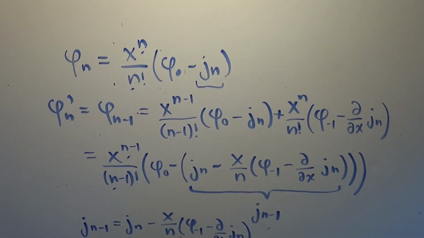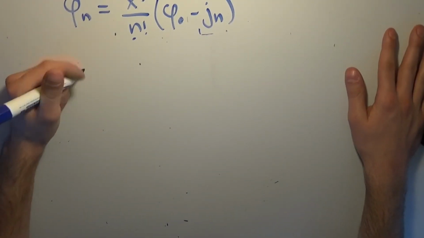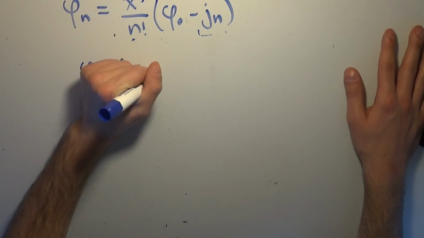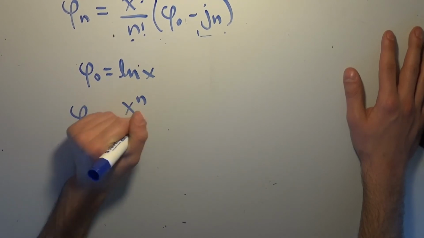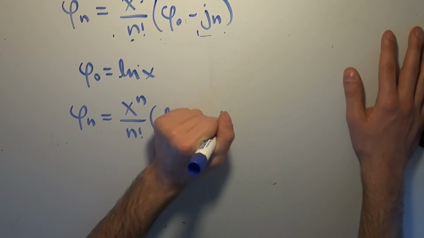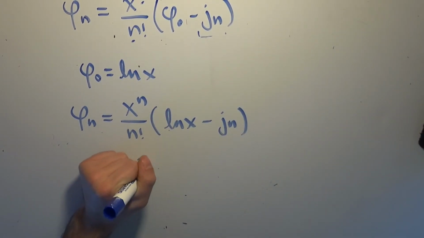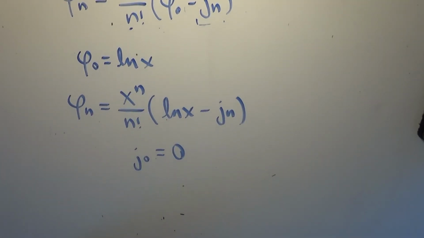So if j0 needs to be 0, and each of the jn's needs to differ from the previous one by 1 over n, then that leaves only one option. That means for specifically the logarithm, if we let phi 0 be the logarithm of x, then the nth integral of the logarithm of x has to be x to the n over n factorial times the logarithm of x minus this mysterious junction function. But we just said we know j of 0 has to be 0 for any junction function, so that it all simplifies down to a function we're talking about.